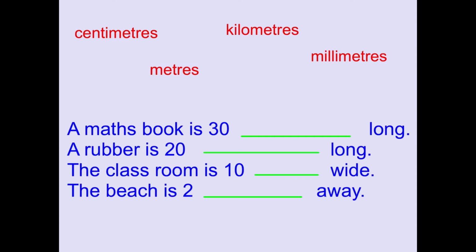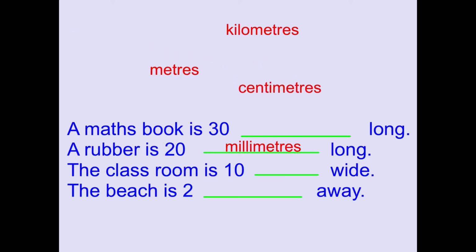So if you think about the order we put them in, that will help. Now the smallest thing in that list is the rubber. So a rubber is 20 millimetres long, which is the same as 2 centimetres. So the maths book would be the next thing. So a maths book is 30 centimetres, which you might remember is exactly the same length as a ruler. So our big maths books are 30 centimetres long.